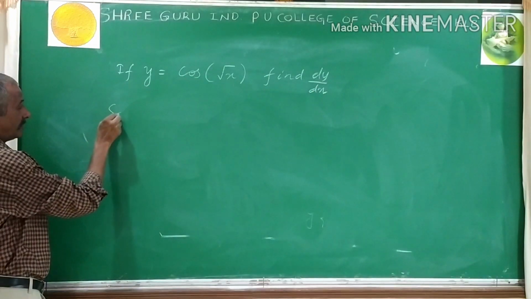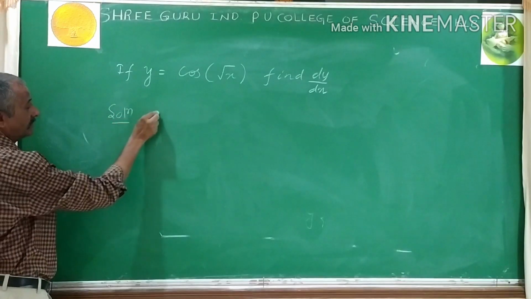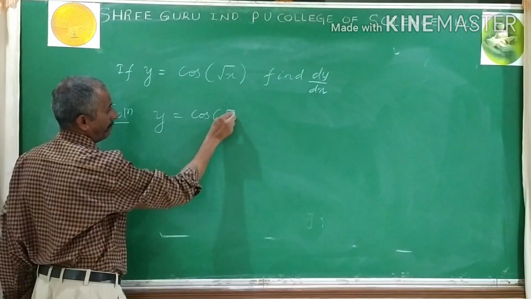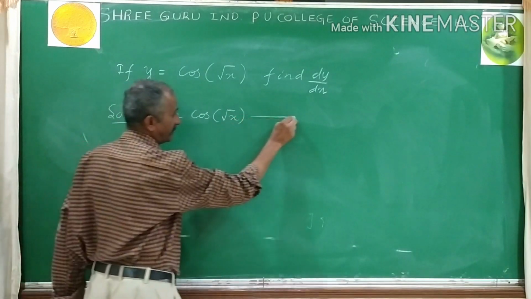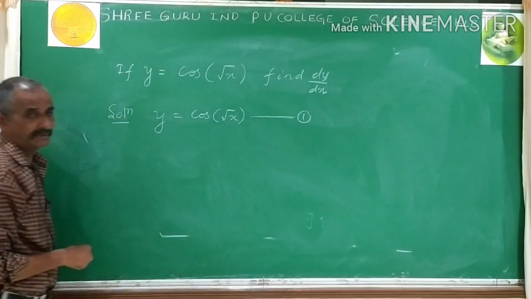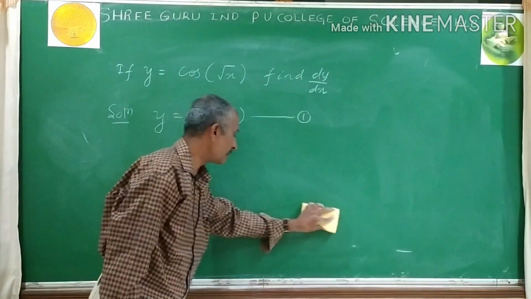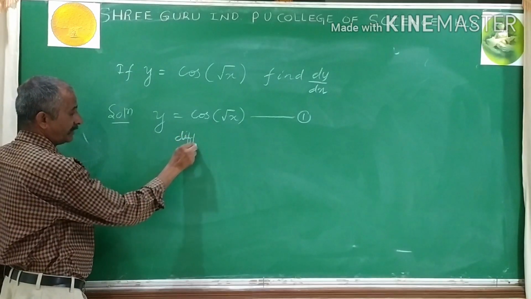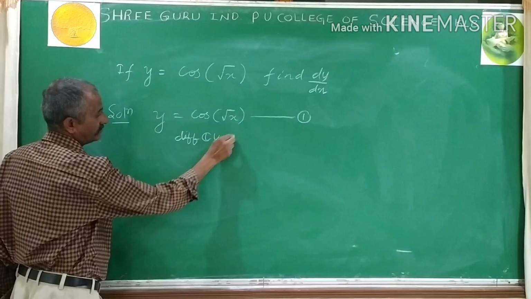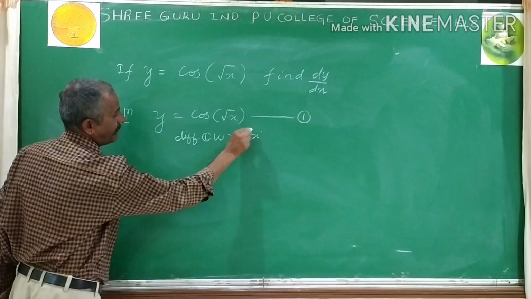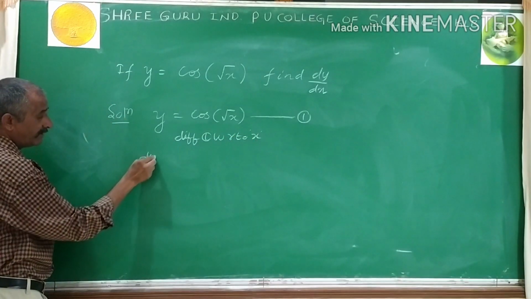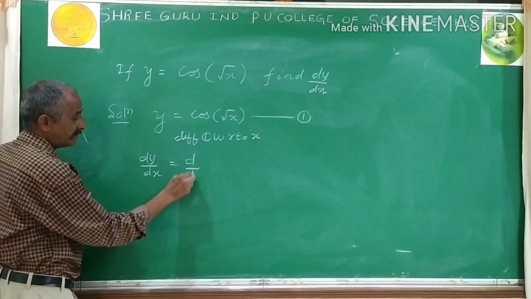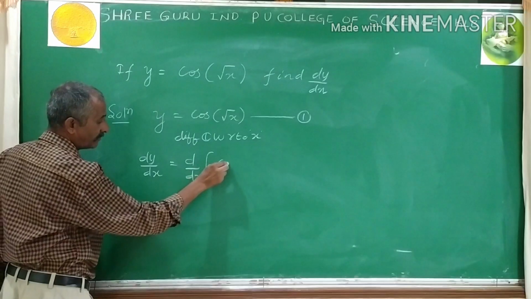Solution. Write first the given function. The given function is y equal to cos of root x. We call this as 1. As we want to find dy by dx, write the word that differentiating 1 with respect to x. Left side dy by dx. Right side in symbols, d by dx of cos of root x.